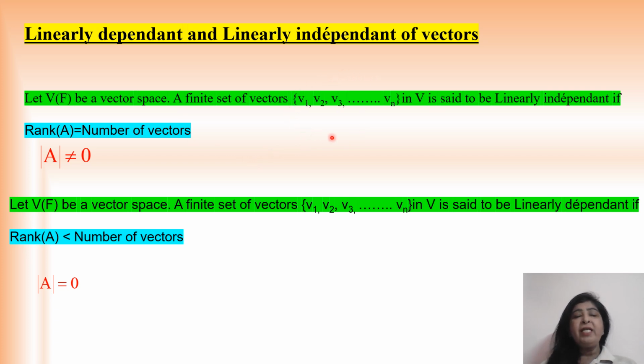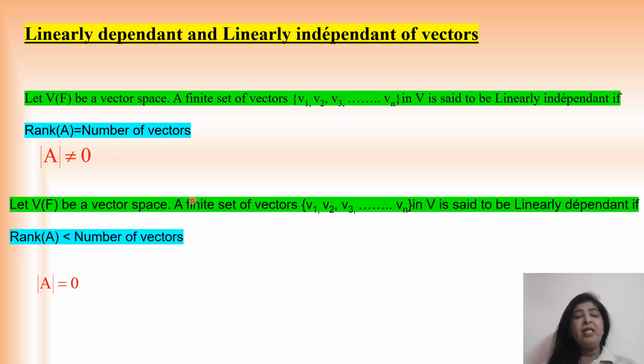Now the finite set of vectors v1, v2, v3, ..., vn in V is said to be linearly independent if this condition gets satisfied: rank of A is equal to the number of vectors, or you can say determinant of A is not equal to 0. So either this condition or this condition gets satisfied.